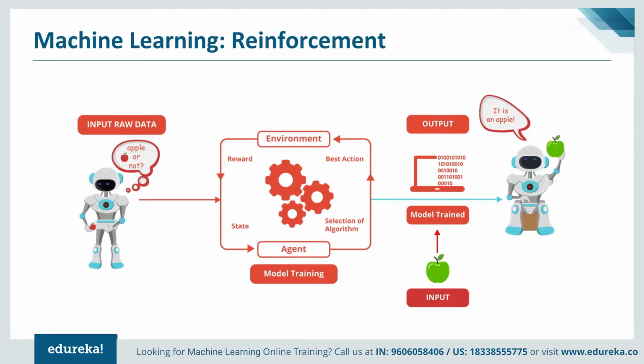In this image, you can see that the machine is confused whether it is an apple or it's not an apple. Then the machine is trained using reinforcement learning. If it makes correct decision, it gets rewards point for it. And in case of wrong, it gets a penalty for that. Once the training is done, now the machine can easily identify which one of them is an apple.